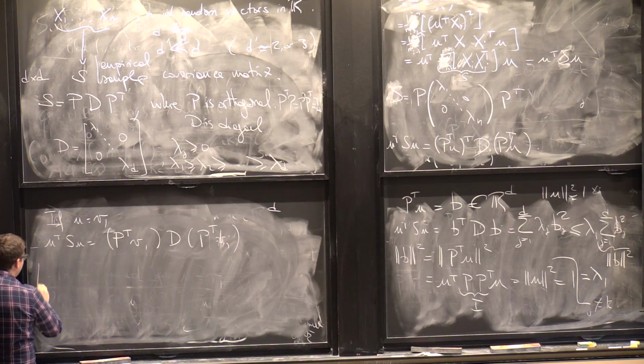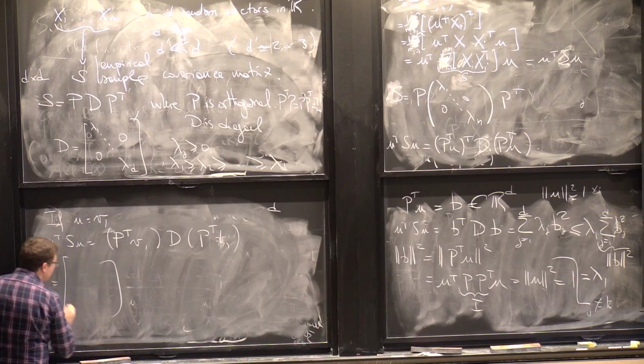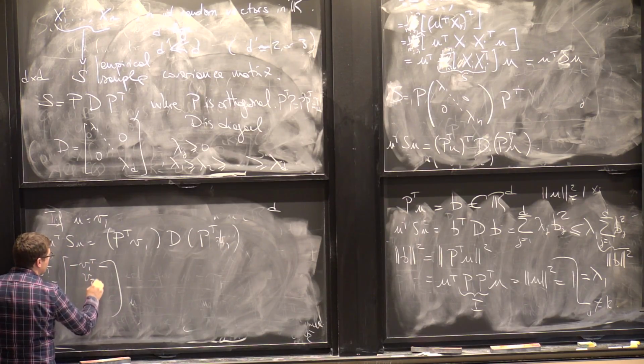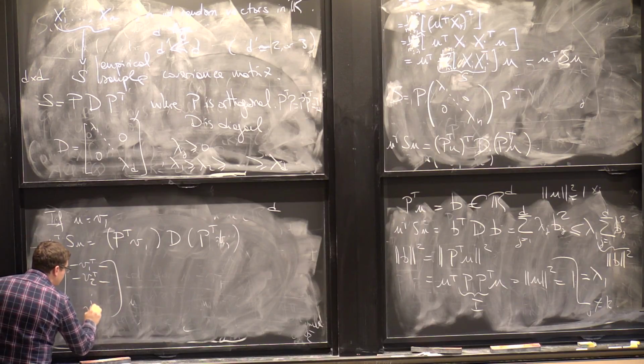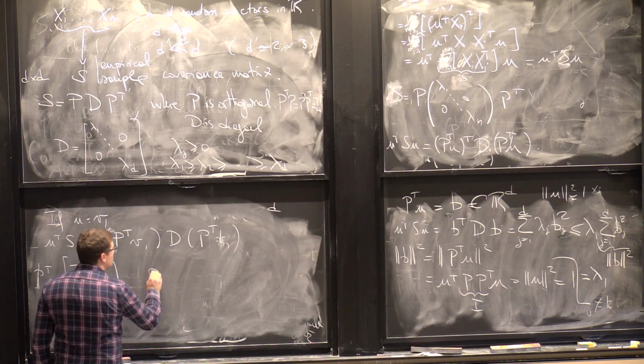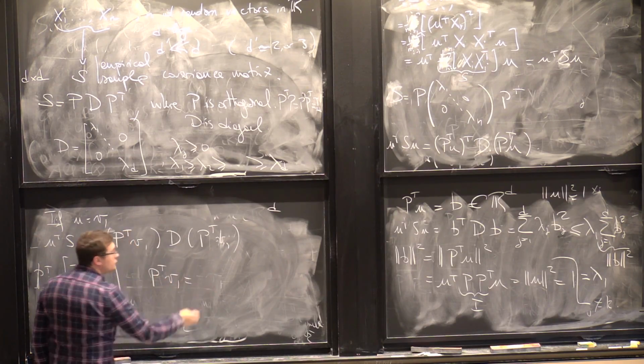Well, remember, P transpose is just the matrix that has vectors V1 transpose here, V2 transpose here, all the way to VD transpose here. And we know that when I take Vj transpose Vk, I get 0 if j is different from k, and if j is equal to k, I get 1. Okay, so P transpose V1 is equal to what?